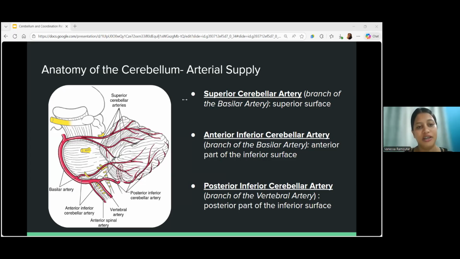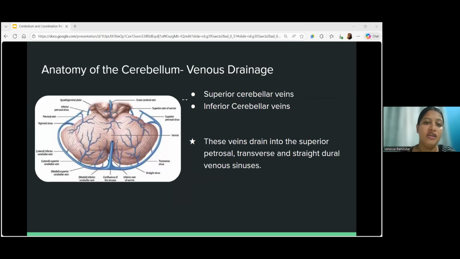And the posterior inferior cerebellar artery is a branch of the vertebral artery and supplies the posterior part of the inferior surface. The venous drainage is provided by the superior and inferior cerebellar veins. These veins drain into the superior petrosal, the transverse, and the straight dural sinuses.